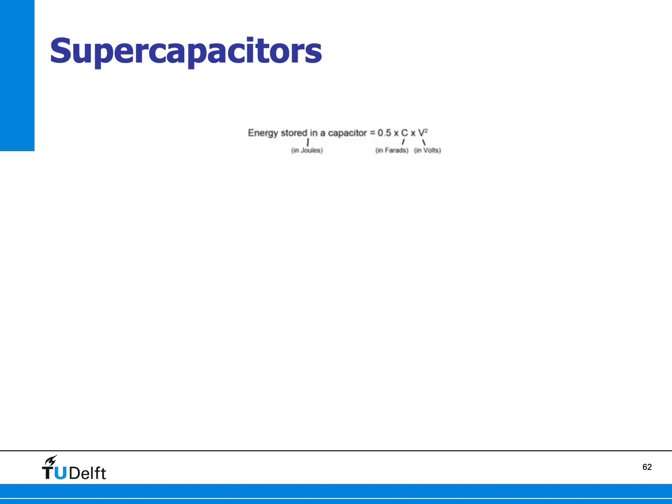The energy stored in a capacitor is given by this formula. If I apply it to this capacitor, I can see that it can store a maximum of 11.2 joules. In certain circumstances, that's enough to do some serious damage.